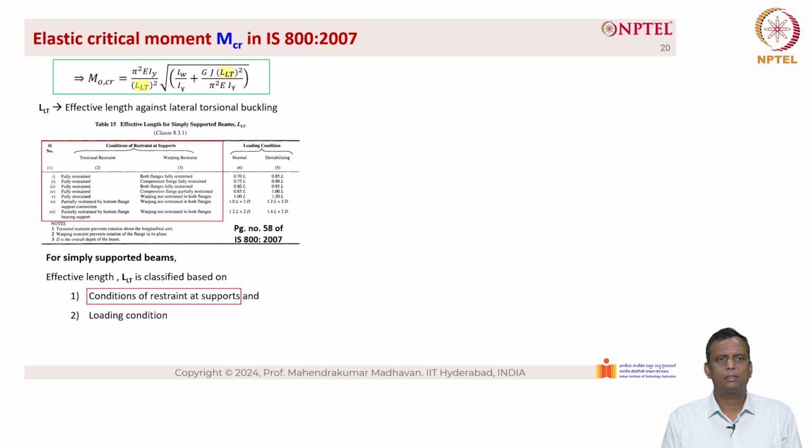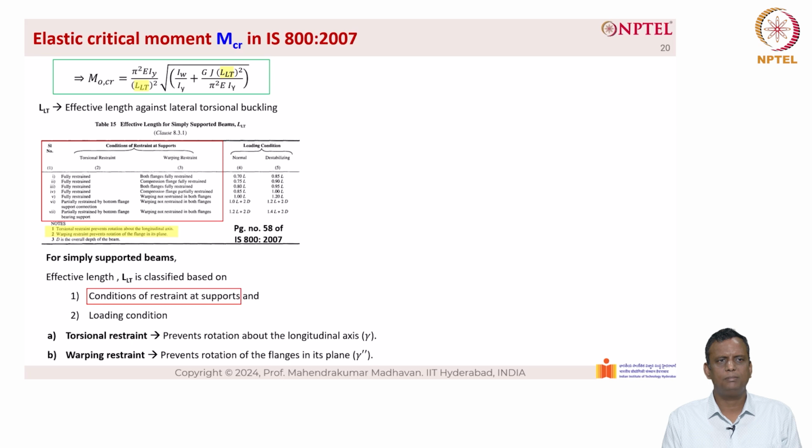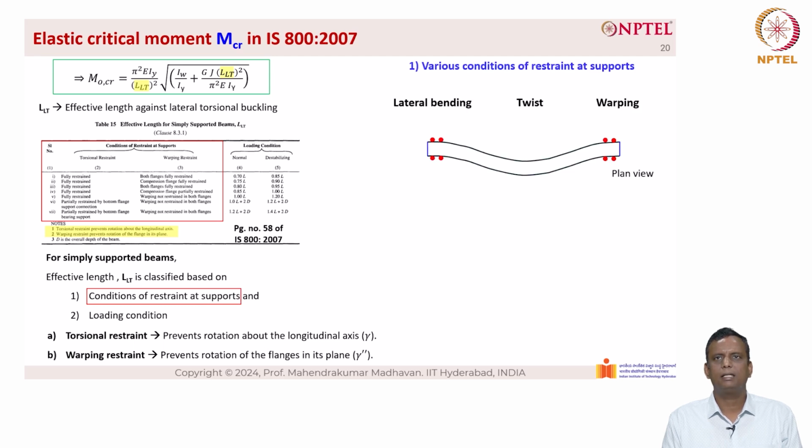Now let us look at the condition of restraint at the supports. As you can see here in the notes, we have 2 points highlighted. The first point is that it is a torsional restraint, which means that it prevents rotation about the longitudinal axis gamma. The second one is the warping restraint, which prevents rotation of the flange in its plane, which is gamma double dash. So the various conditions of restraint at the support can be highlighted here.